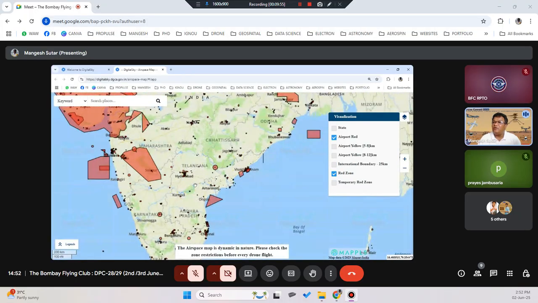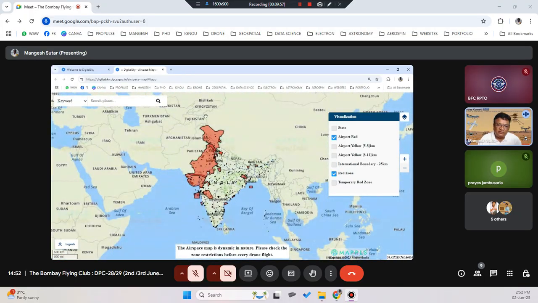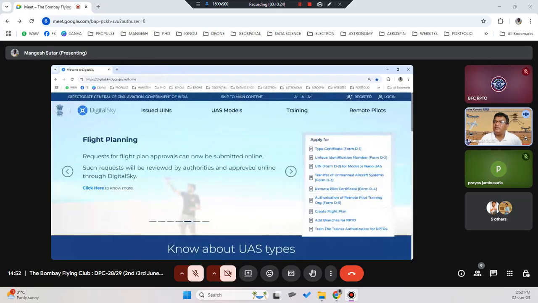But as of now, the government doesn't want to continue with this platform. They are shifting this digital sky platform to a new platform. That's why there is no update happening apart from airspace and some points, like UIN registration and those things. Those are the only things currently managed through this platform. The rest are stopped or on hold as of now. So this is what we call the digital sky platform.